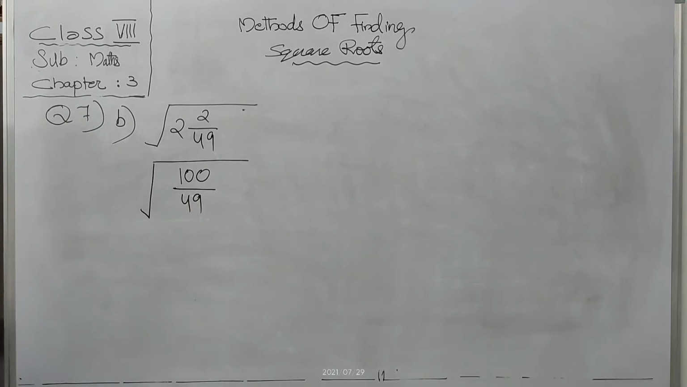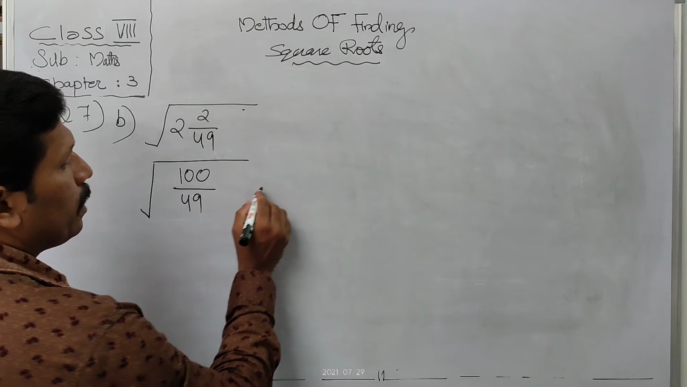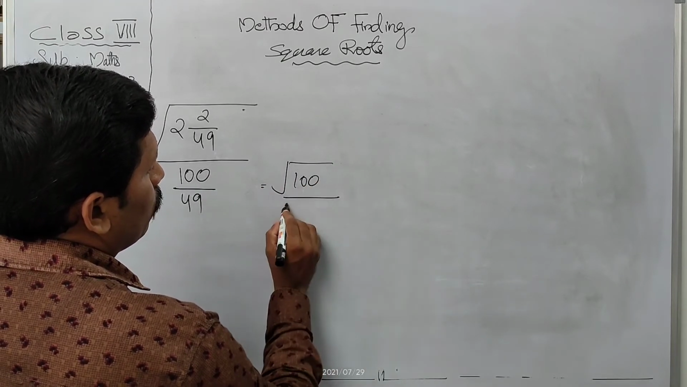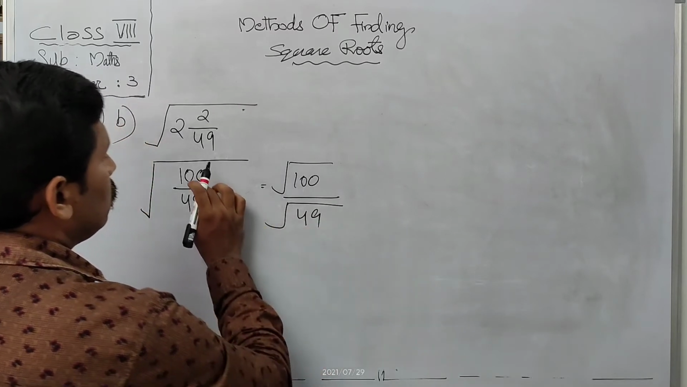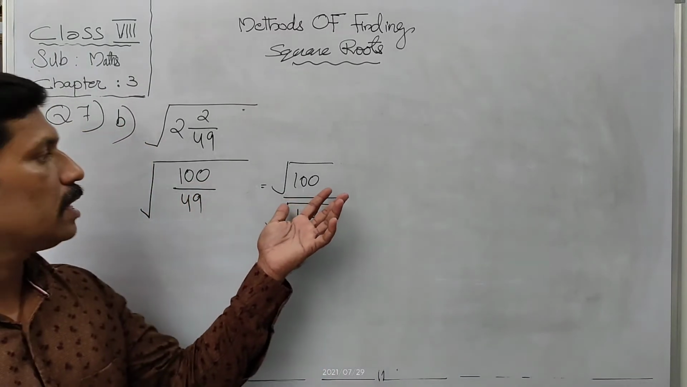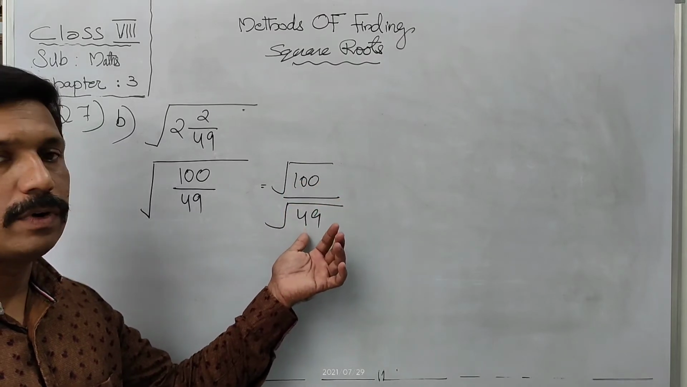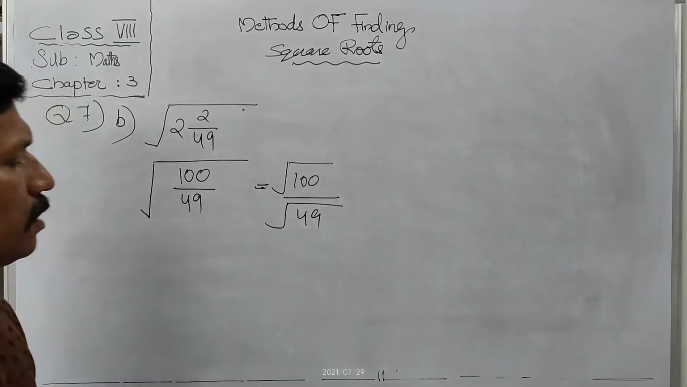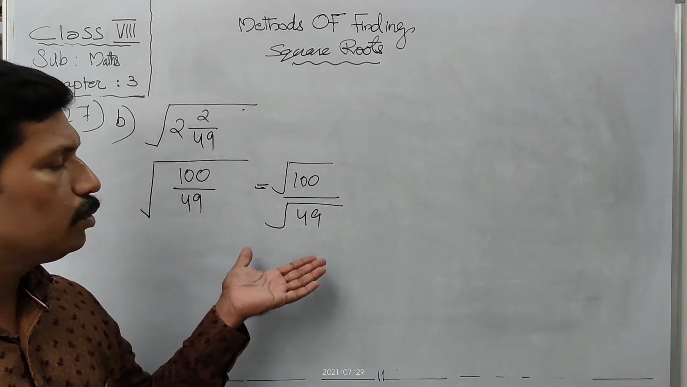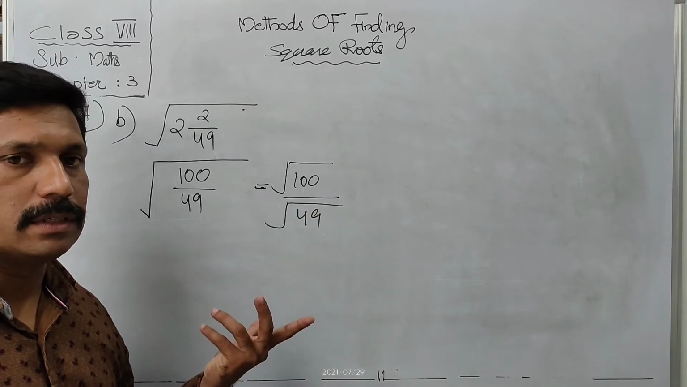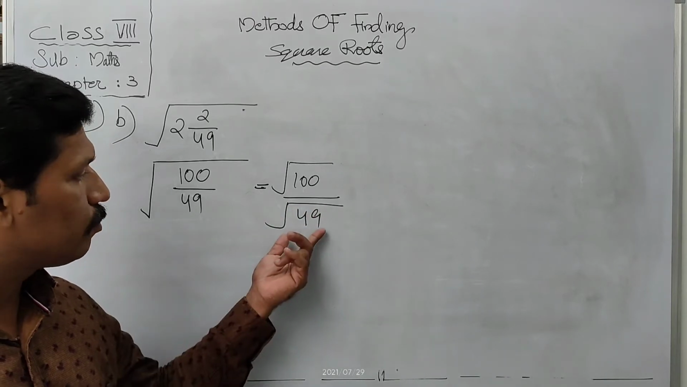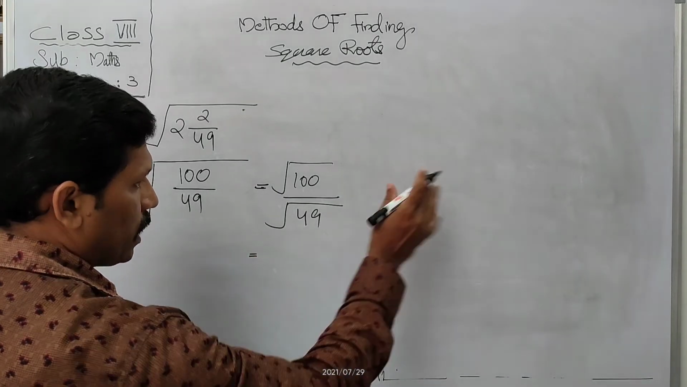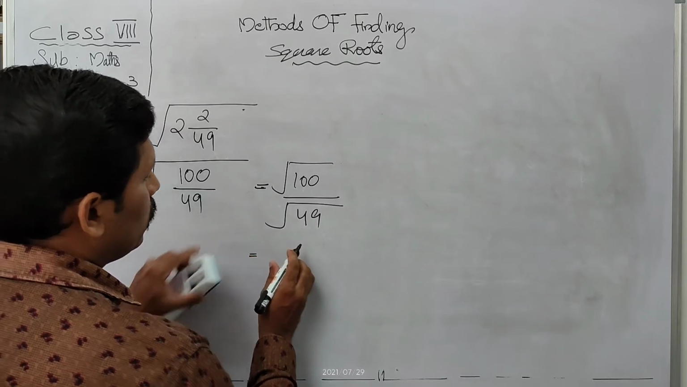So here we got 100 upon 49. This 100 upon 49 under the root means it is root 100 upon root 49. The root of these two numbers will be equal to the root of 100 upon the root of 49. Root of 100 you can find by the long division method or by prime factorization, but directly you know that 10 times 10 is 100, and 7 sevens are 49. So here we directly write the answer, no need to factorize or do long division.